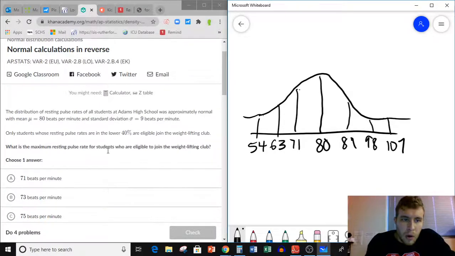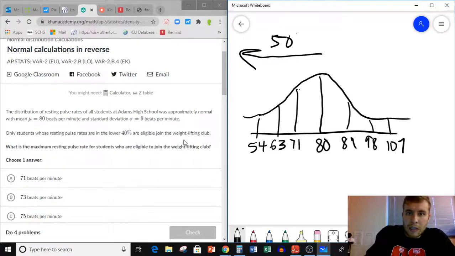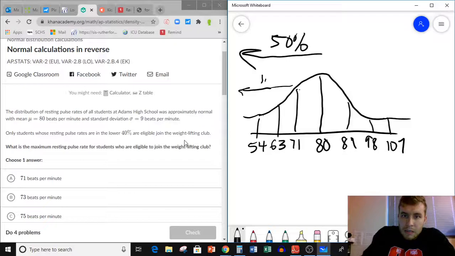Okay, so we want to know only students whose resting pulse rates are in the lower 40% are eligible to join the weightlifting club. So where is that lower 40%? Well, we know from here over is 50%, so it has to be below 80 at least. But we know that from here over is going to be 16%, right? So this percent has to be somewhere in here. If I draw a dotted line, it should be somewhere in there. So we need to find that value.